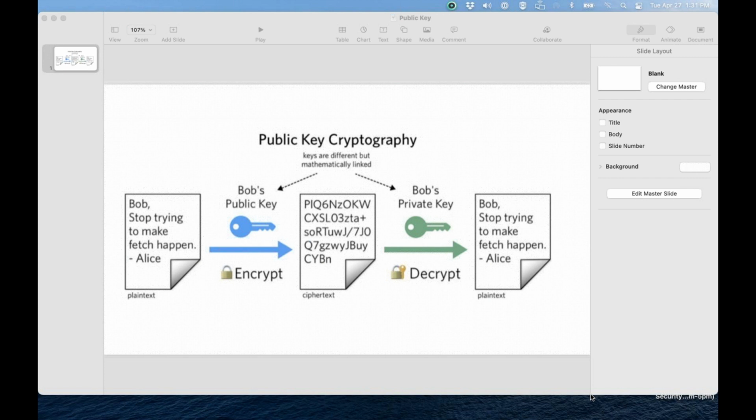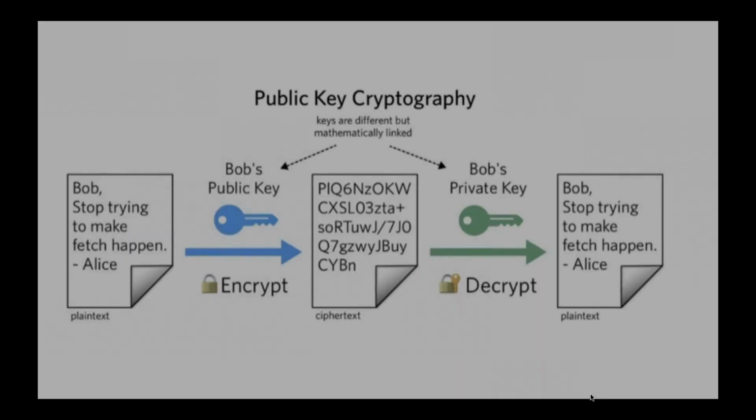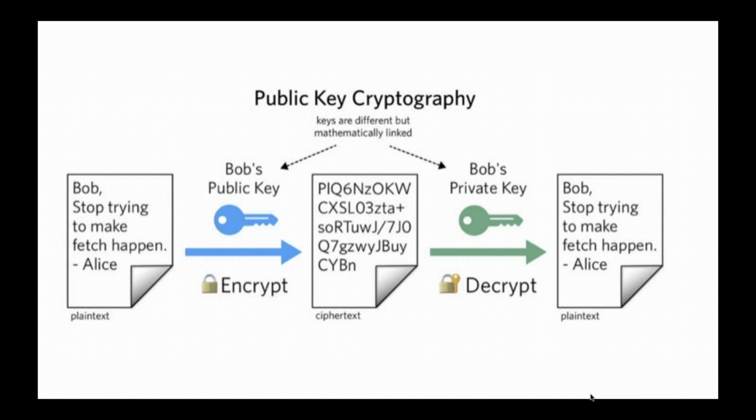which has two keys. They're mathematically related, but there are two different keys. One key is used to encrypt the data. Now that key encrypts the data and you end up with the ciphertext, the encrypted data, but this key cannot decrypt.